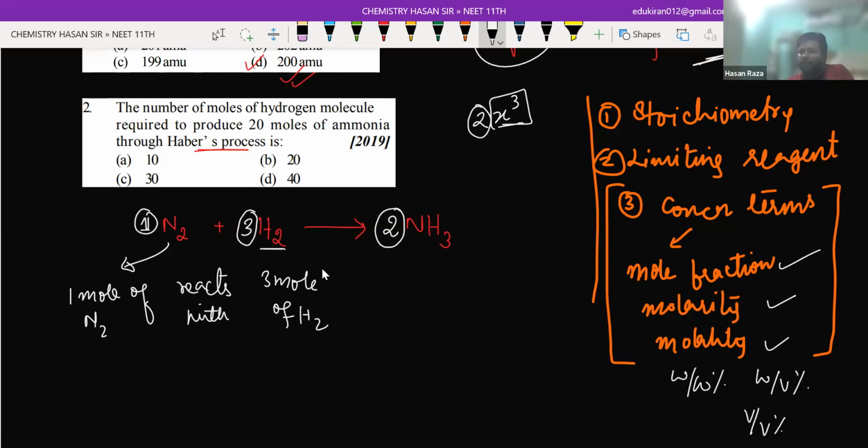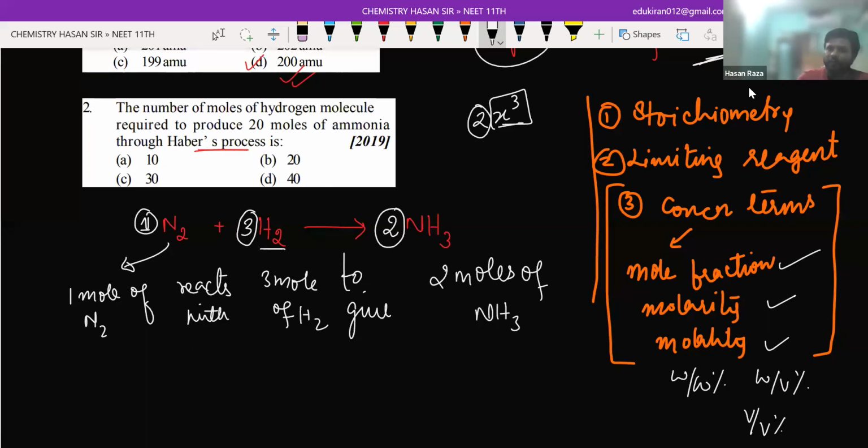and this arrow shows what it gives; that is how you will read the reaction. Nitrogen is reacting with hydrogen to give ammonia. So in the same way, 1 mole of N2 reacts with 3 mole of hydrogen, and for this arrow I'm going to write it to give 2 moles of ammonia. Are you getting my point? After balancing the equation, you can write this. For a different equation, it will be different moles.